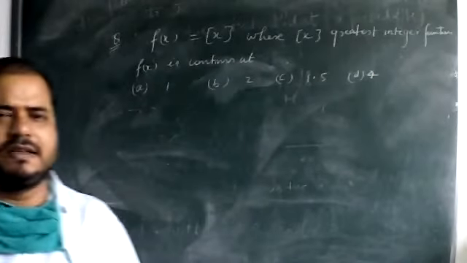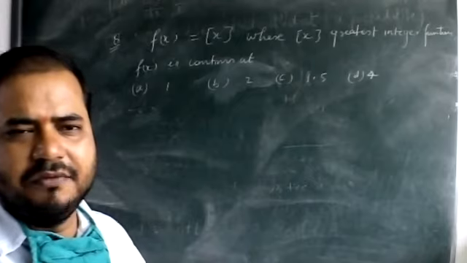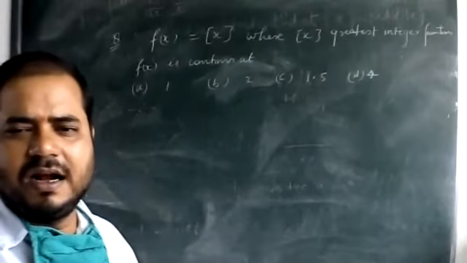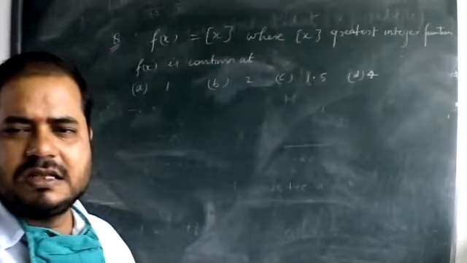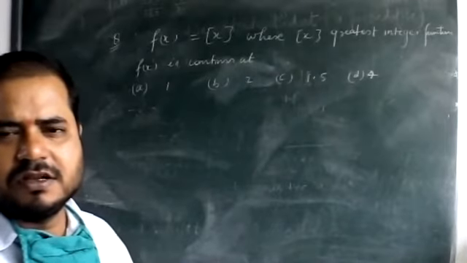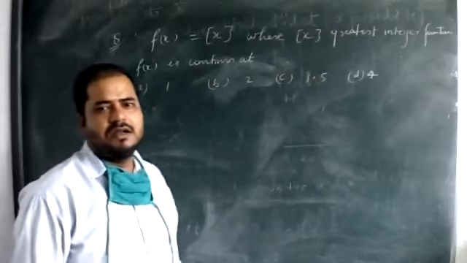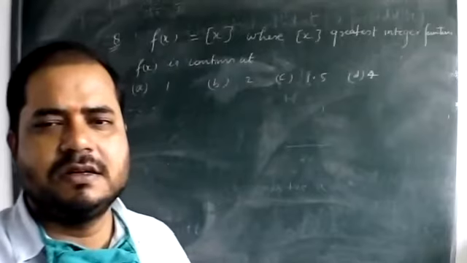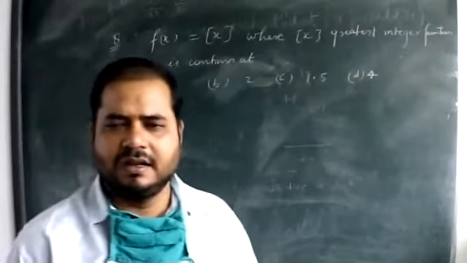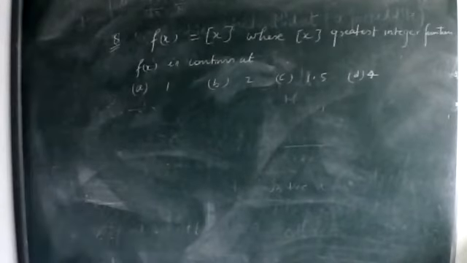So at which point is this continuous? You know very well now. Yes, it is at C, because C is the point which is non-integral, and the other points are integral points. As I've already told, bracket x is continuous at non-integral points. Is that clear? Okay, now next question.